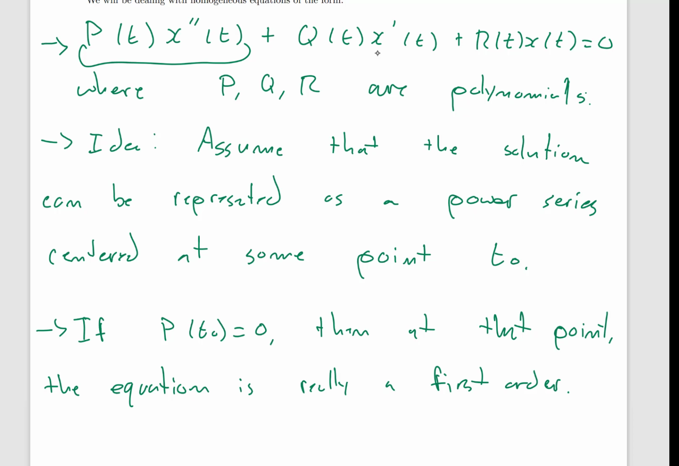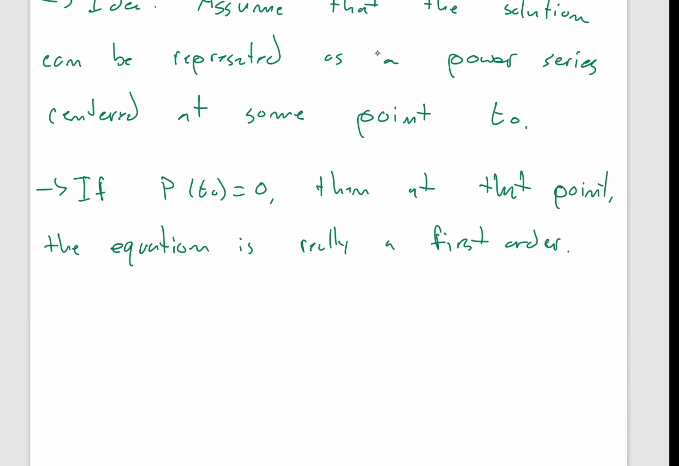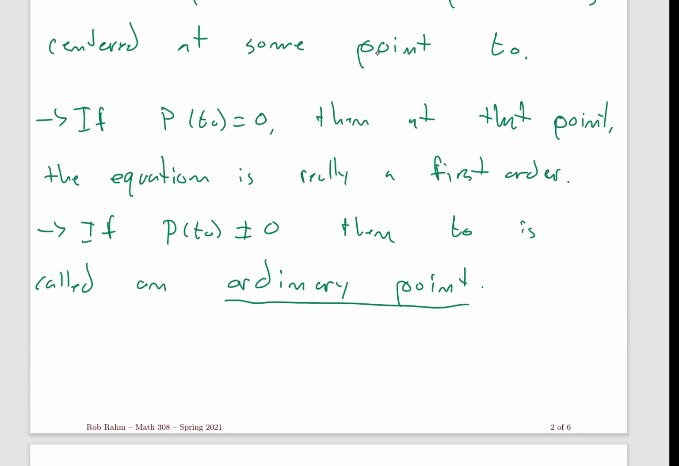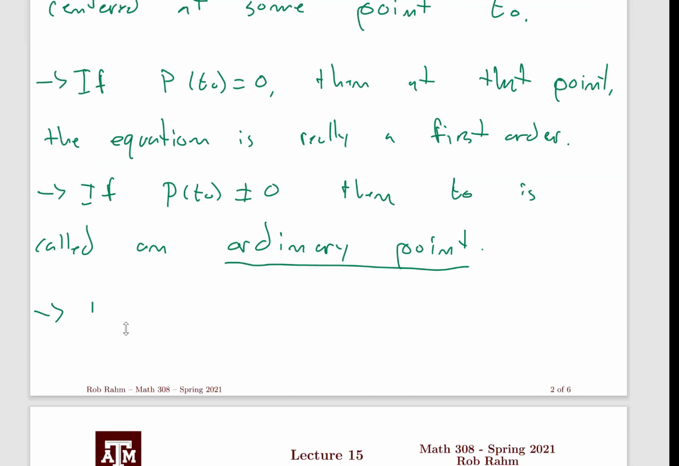Okay, so we want to assume that p of t naught is not equal to 0, and such a point is called an ordinary point. So if p of t naught does not equal 0, then t naught is called an ordinary point. Okay, in upcoming lectures, we'll see what happens when p of t naught is equal to 0. That's called a singular point. But for now, t naught is called an ordinary point if p of t naught is not equal to 0.